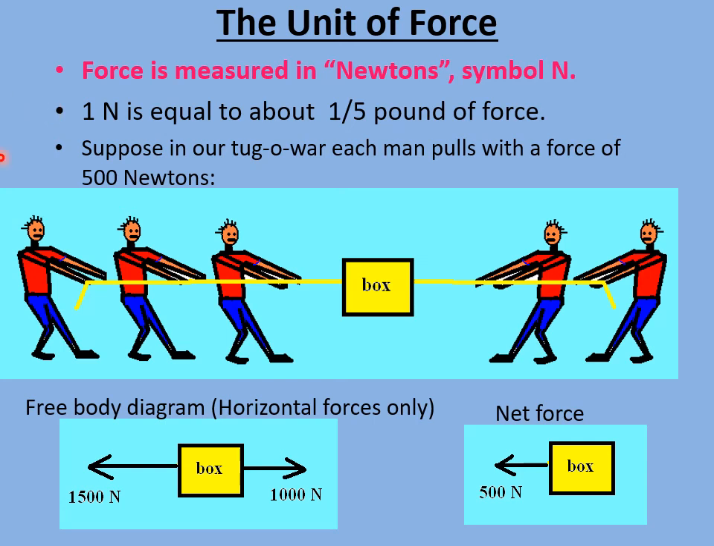So let's go back to our example down here with our tug of war, and let's suppose that each man is pulling with a force of 500 newtons. So on this side, this team, we have 3 guys each pulling with 500 newtons. So their force to the left is 1,500 newtons, 500 times 3. The 2 guys on this team on the right side are pulling to the right, of course, with 1,000 newtons because each one pulls with 500 newtons.